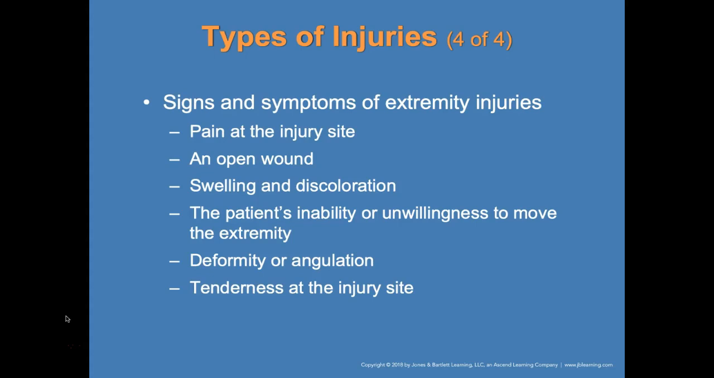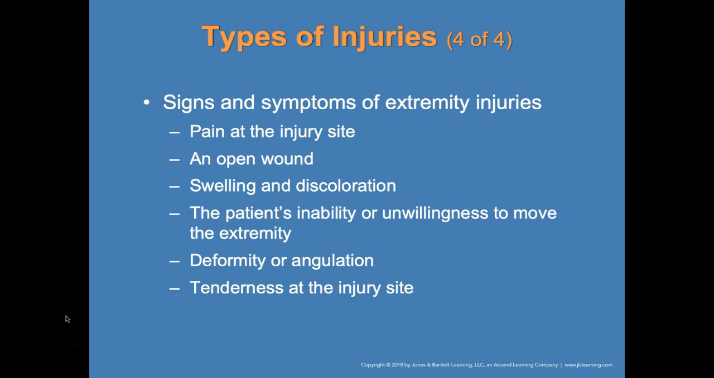Signs and symptoms of extremity injuries. For any of these fractures, dislocations, sprains, strains, we're going to see pain at the injury site. An open wound. Remember, we might see some blood. Remember that that's a good place for infection because now everything that's protected by the skin from getting infected is open, and it's a good place for dirt, bacteria, all that good stuff to get in there.